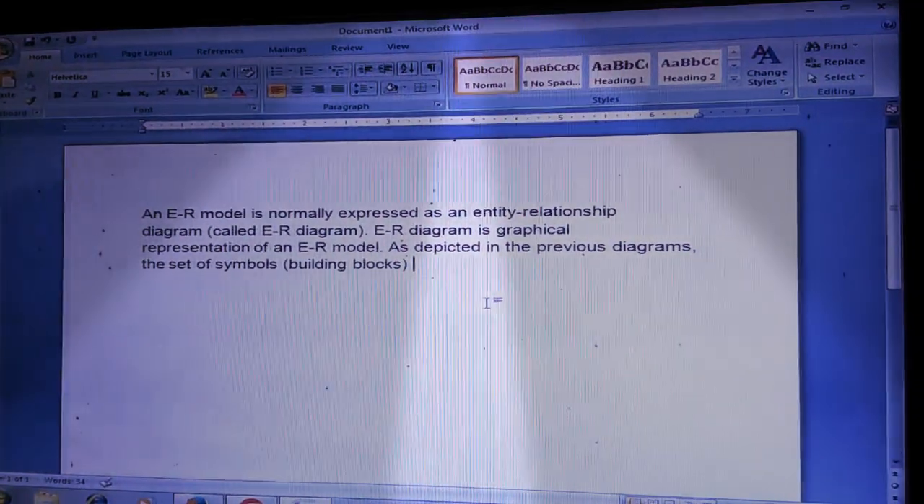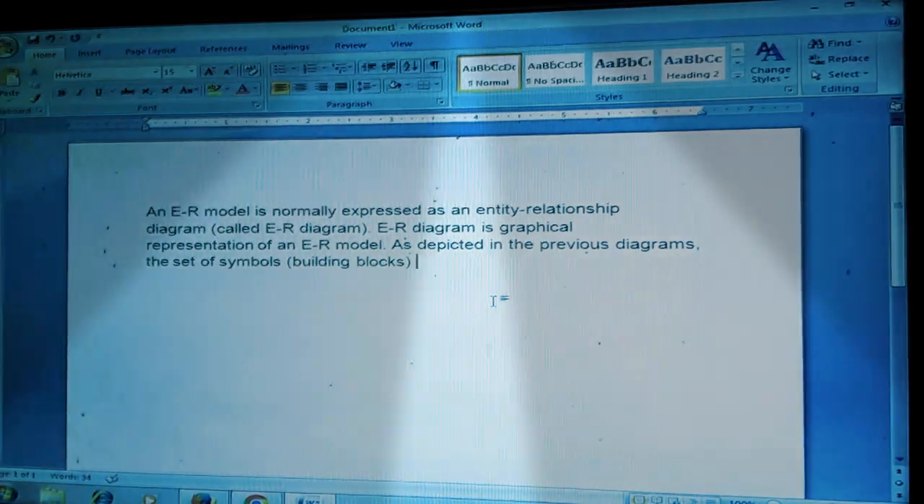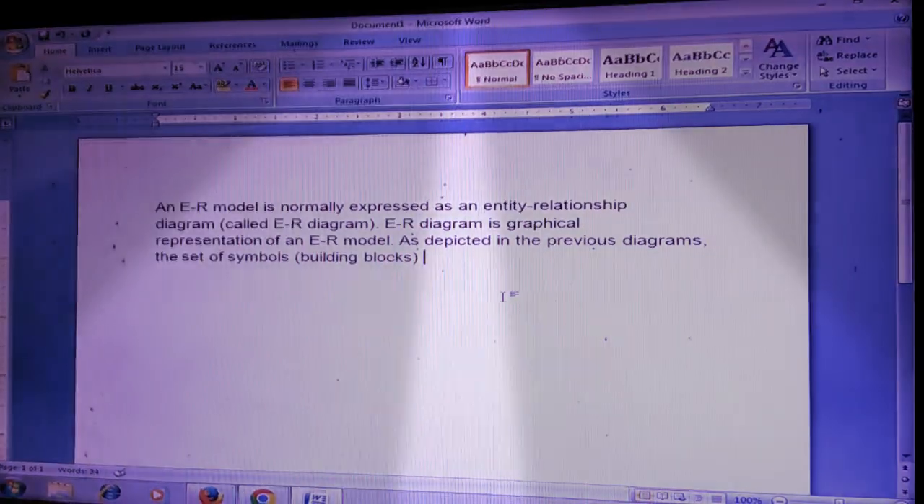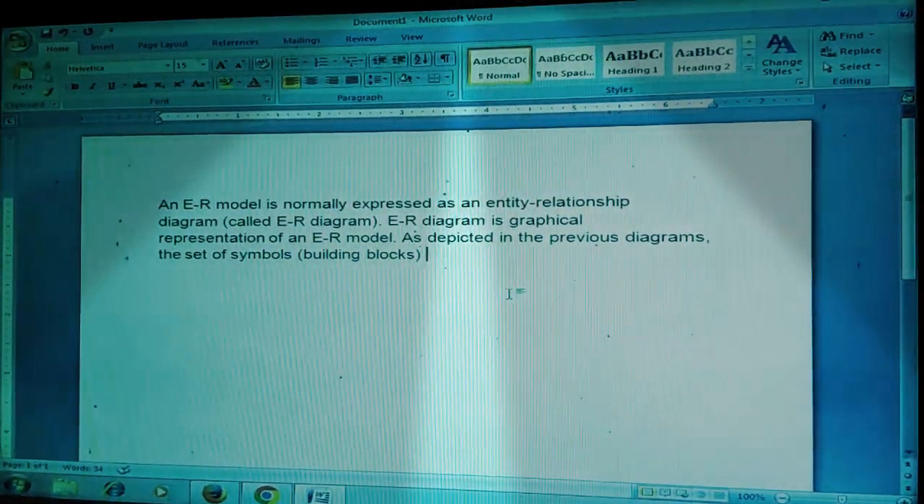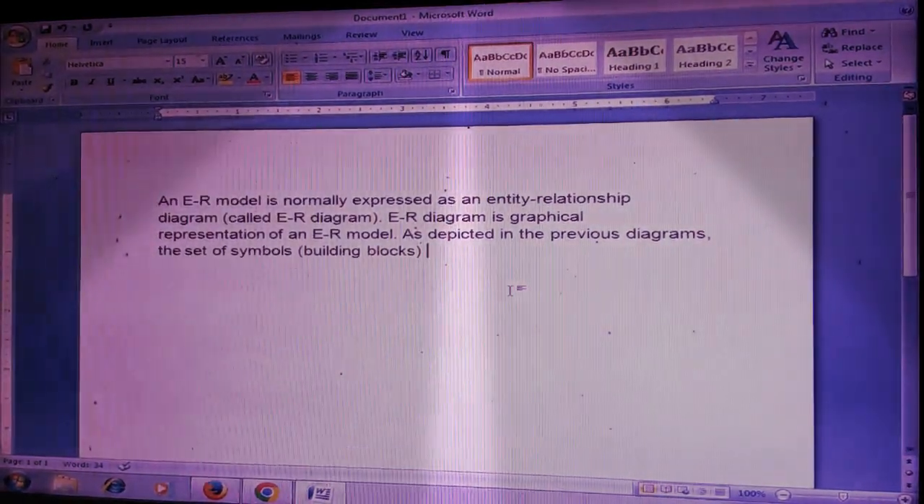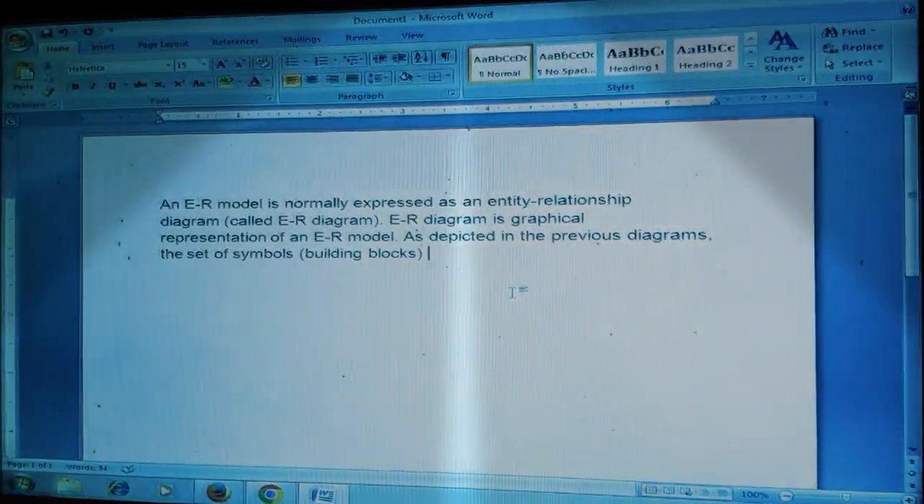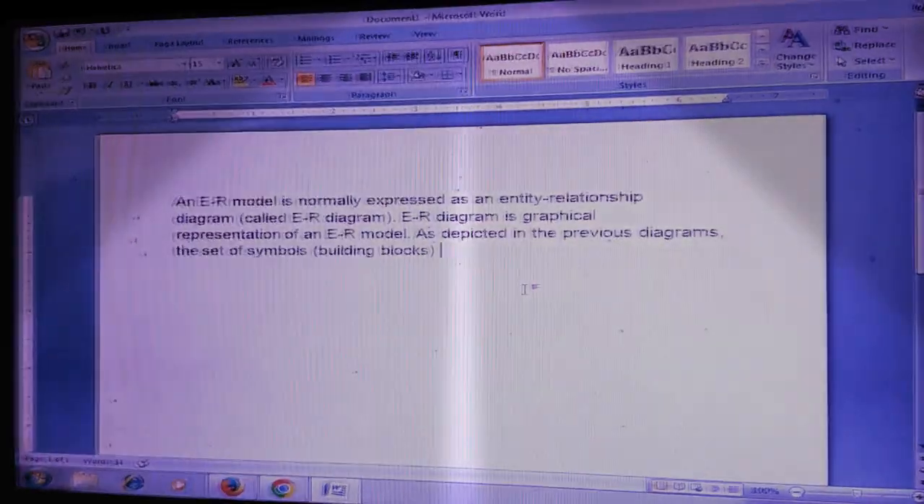Hi everyone. Today's topic is the ER model. The ER model is used in various formats, for example in programming, software engineering, DBMS, RDBMS, and so on.